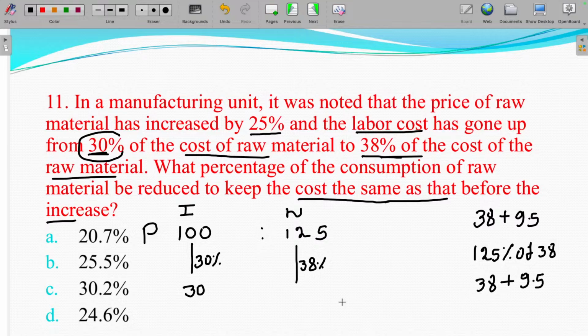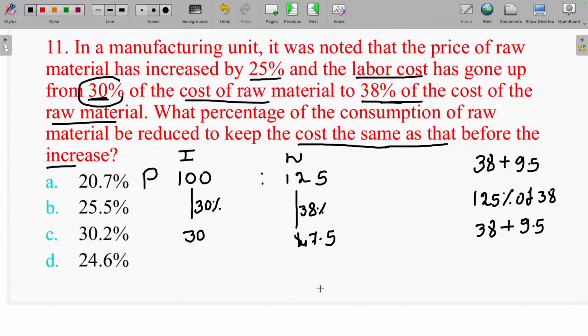Yes, sir. Then it will be 38 plus 9.5, 47.5. This is method 1, the basic method. Method 2 I will explain easily, which means labor price plus total price. The question is the cost of that material: raw material cost is 100 rupees, labor price is 30 rupees, so initially 130 rupees.